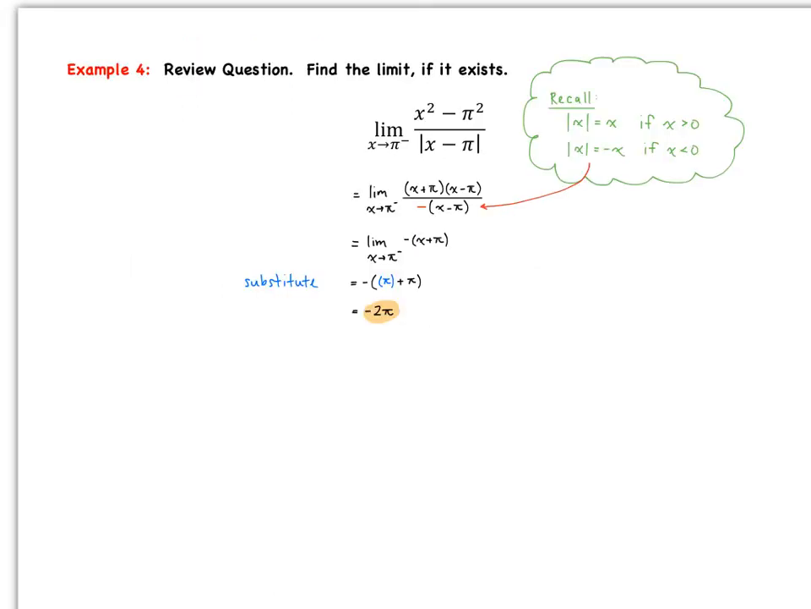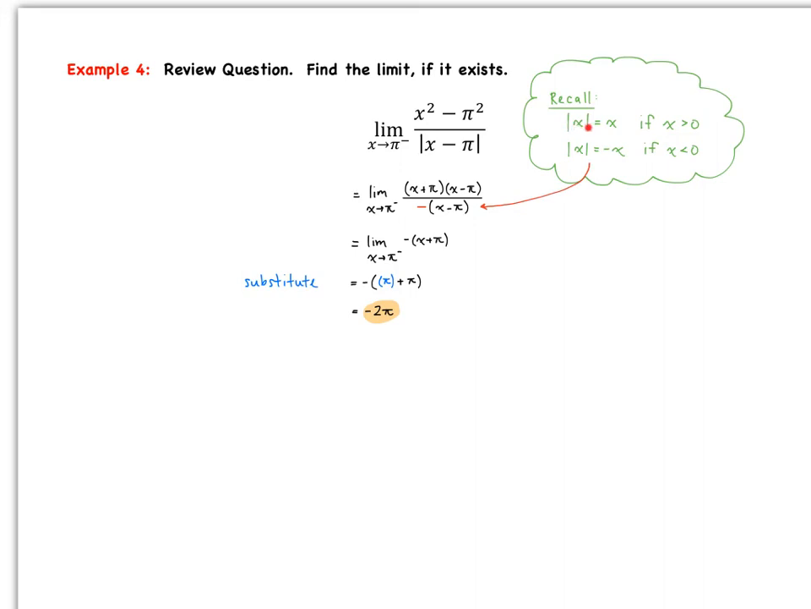All right, so we're on to our last example. Again, it's review. Well, the whole thing has been review, hopefully this far. So we want to find the limit if the limit exists. Now, one thing we have to keep in mind is this little reminder here, okay, dealing with absolute values.